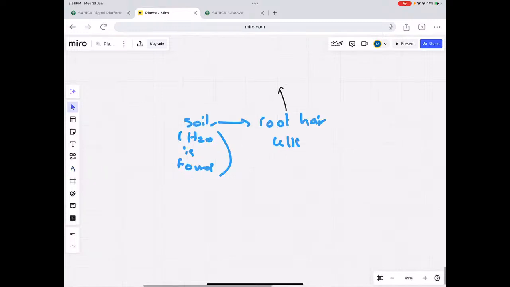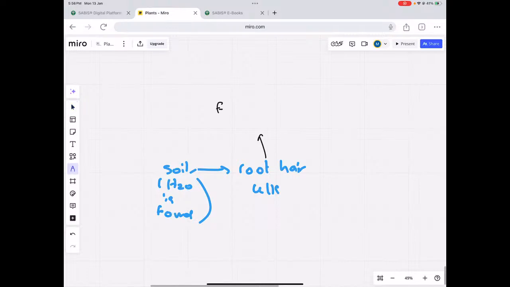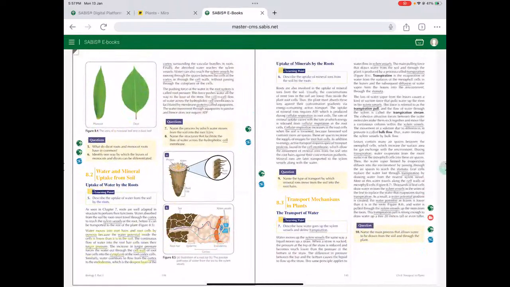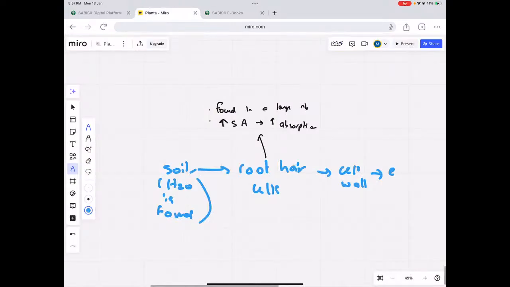So root hair cells, we said, are found in a large number. Why are they found in a large number? To increase the surface area, which allows increased absorption. So the root hair cells are absorbing the water. Then because of the increase of turgor pressure, it will pass through the cell wall. After the cell wall, it goes into the epidermis. Remember, the epidermis was the outermost layer.